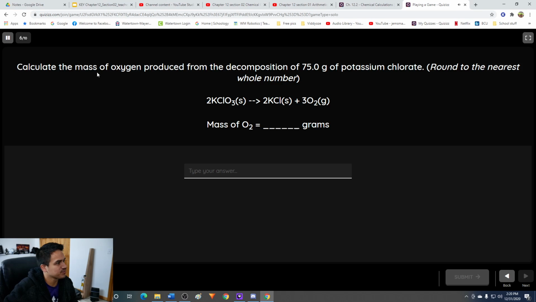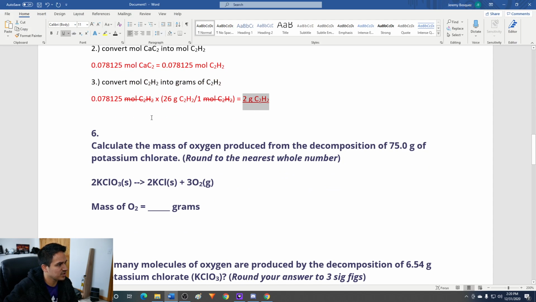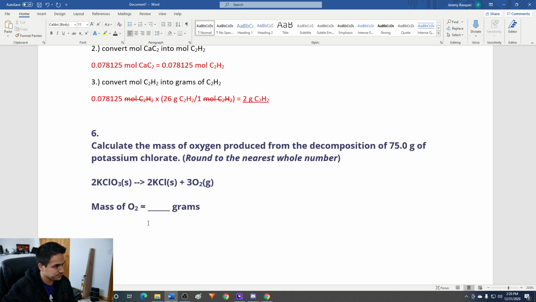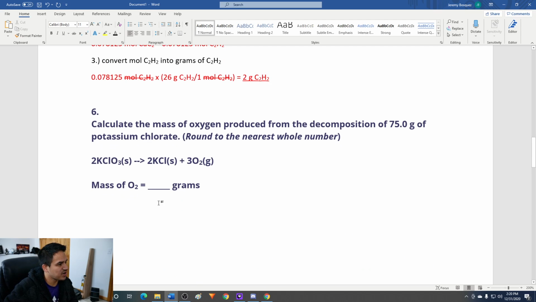Okay, next problem. Calculate the mass of oxygen produced from the decomposition of 75 grams of potassium chlorate, rounded to the nearest whole number. So here's our problem. Again, I have it already copy-pasted here on our Word doc. They want us to find the mass of oxygen produced from 75 grams of potassium chlorate. So we have 75.0 grams of potassium chlorate, which in the problem is the KClO3, and we're going to get that into grams of O2. Okay, grams of O2.